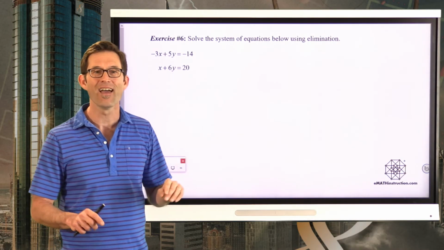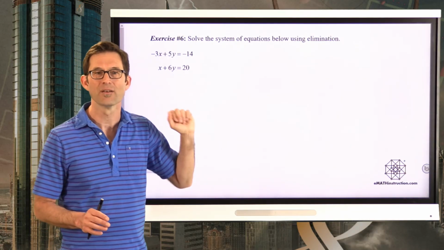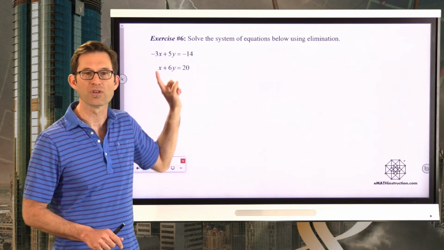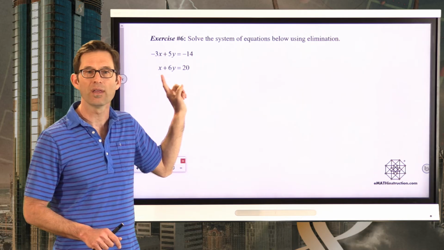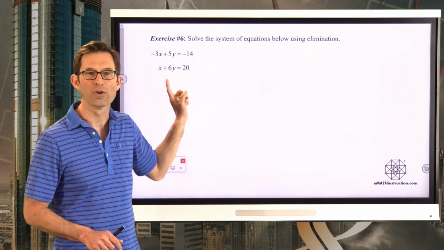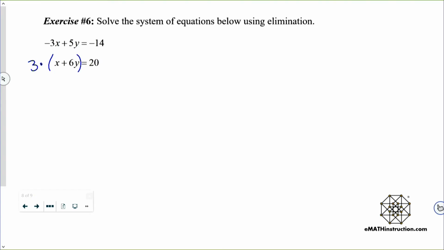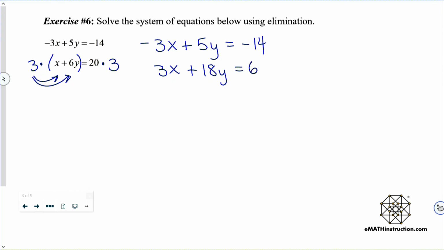I can make that x into anything I want by multiplying both sides by a number. That means that since I've got a negative 3x in the top equation, I could get a positive 3x down here by multiplying both sides of this equation by 3. So that's what I'm going to do. I'm going to take this equation and multiply by 3 on both sides. Now I'm not going to do anything to the first equation. That's just going to stay negative 3x plus 5y equals negative 14. On the other hand, the second equation is going to become 3x plus 18y is equal to 60.